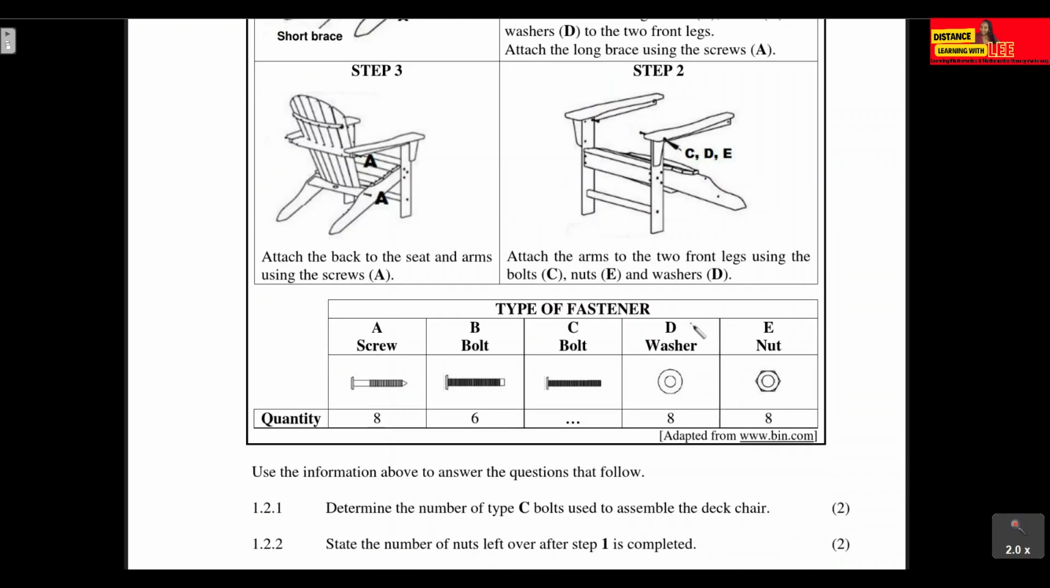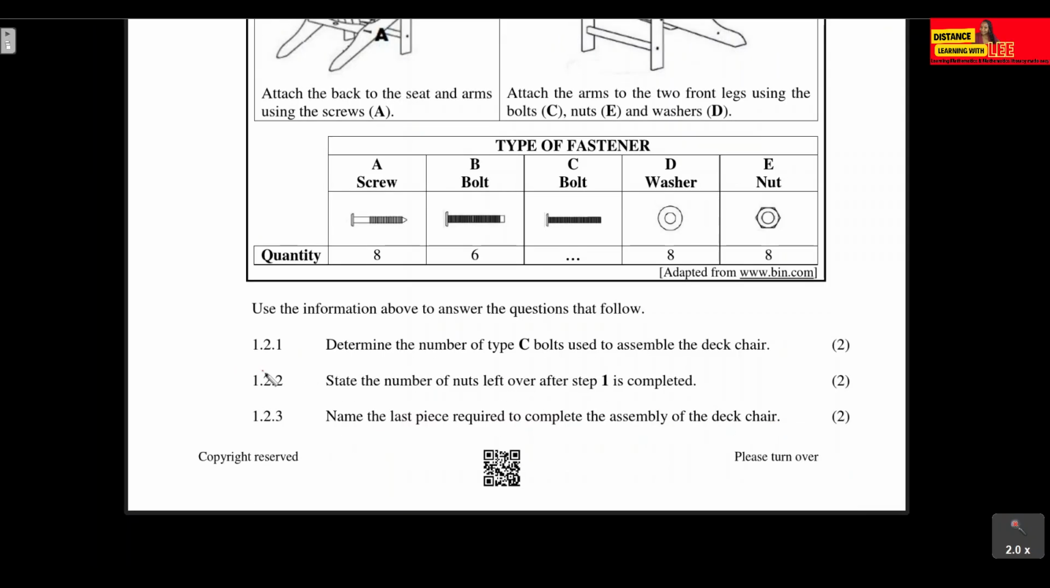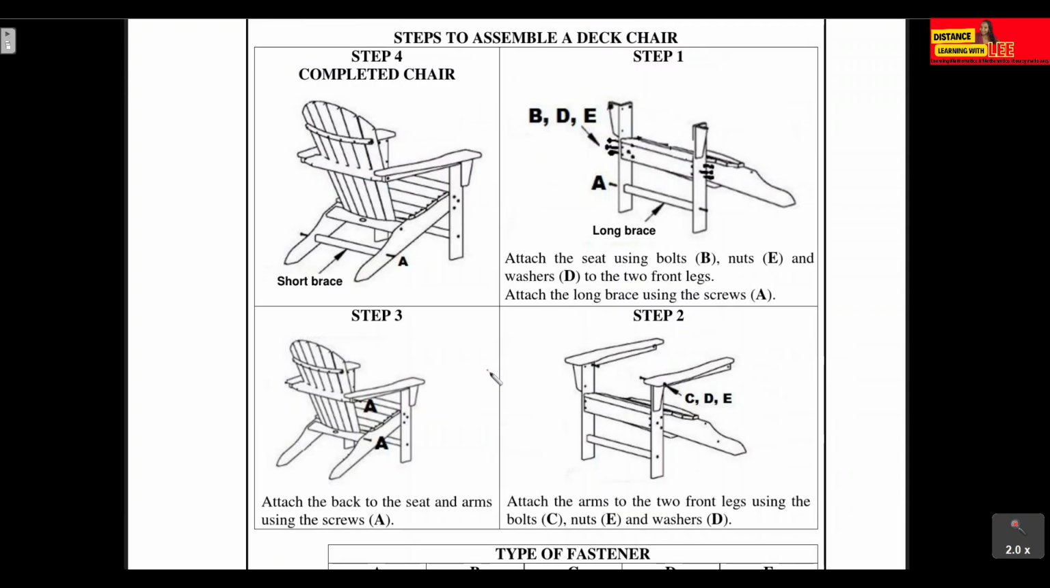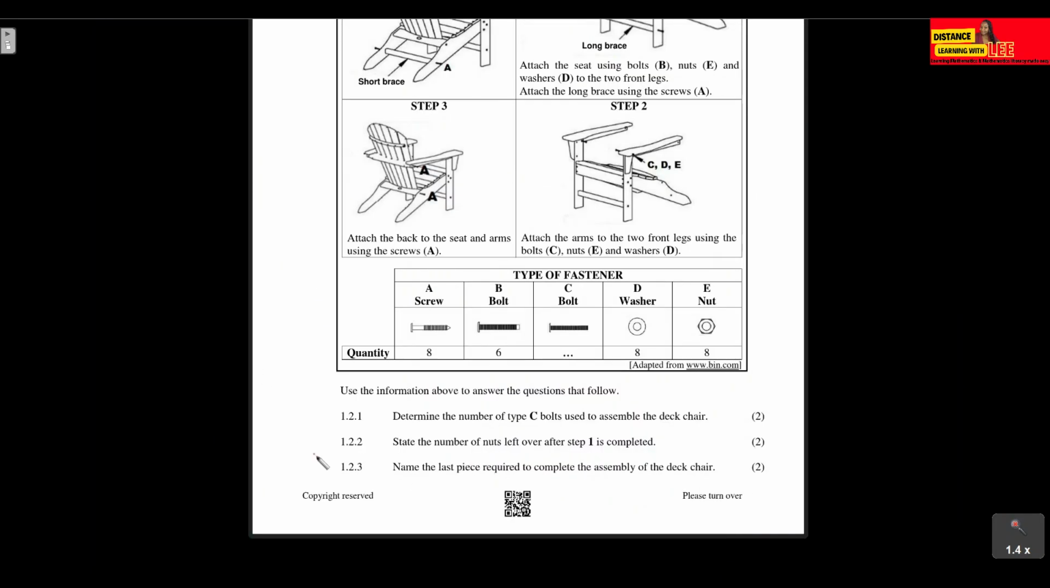We're also told that there are 8 washers used and 8 nuts used. Nice and easy. Then we are told to use the information above to answer the questions that follow. So let's have a look at the questions. Question 1.2.1: determine the number of type C bolts used to assemble the deck chair.